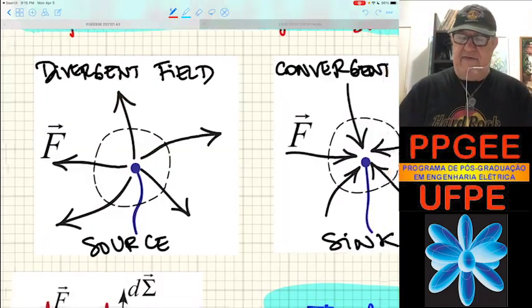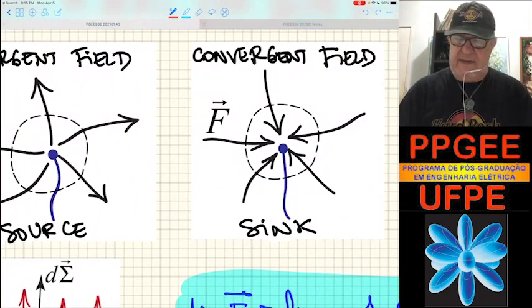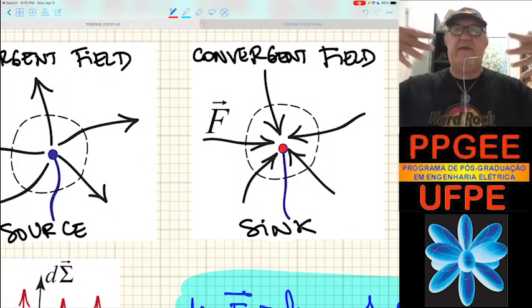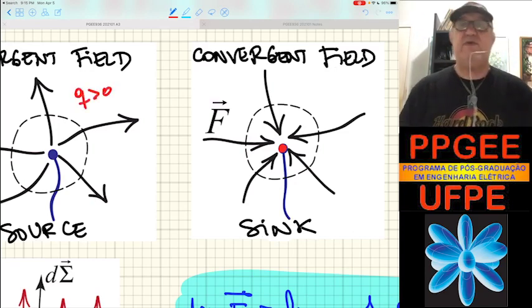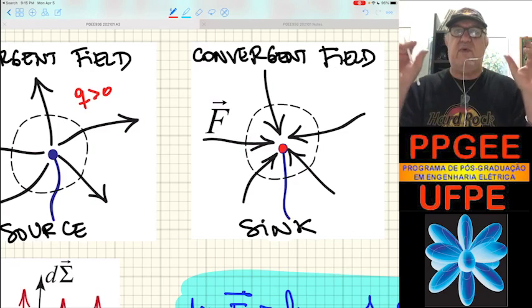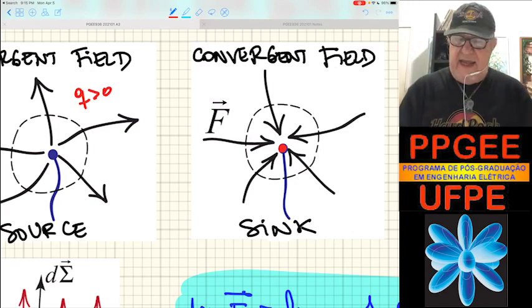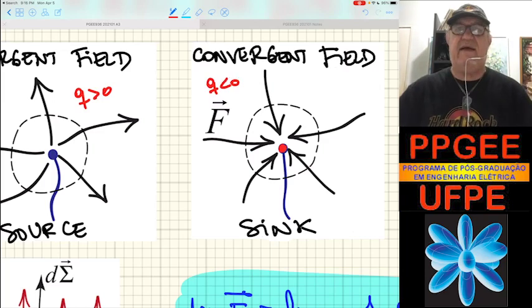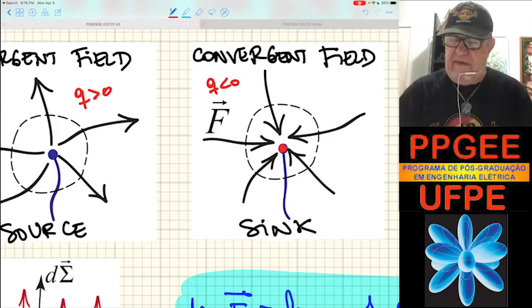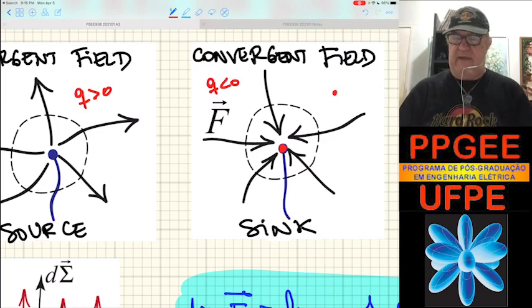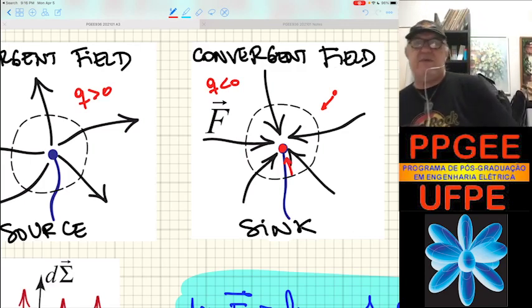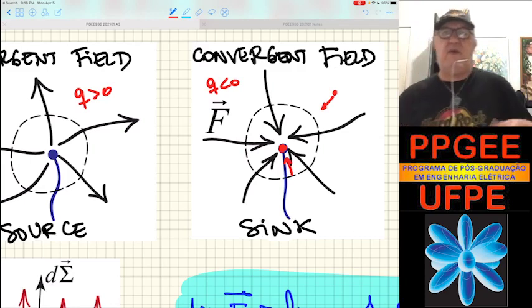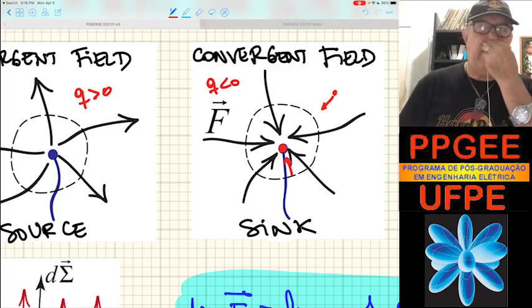In the same way, you can have a sink. Fields might be converging to that point. For instance, a positive charge is a source, and fields emanating from it will repel a positive charge. A negative charge, for instance, is a sink, because if I place a positive test charge here, it is going to be pulled toward the negative charge at the center. So this is the idea of detecting sources or sinks of fields.